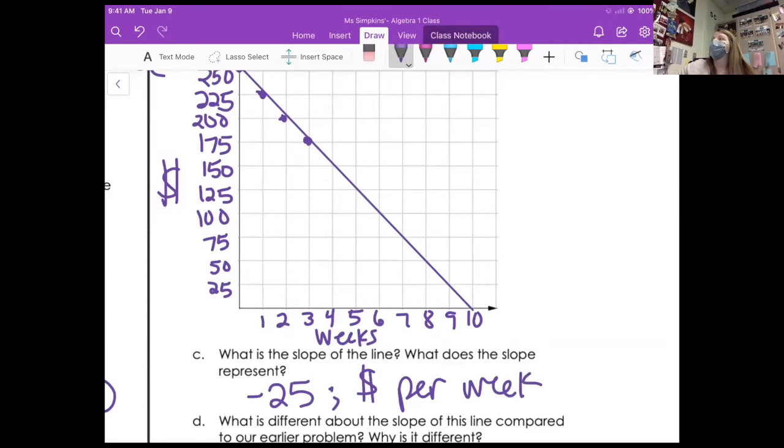Remember, your slope is some sort of rate. So you are probably going to use the word per in there somewhere. Dollars per week. Dollars per month. A lot of times we're going to use dollars.